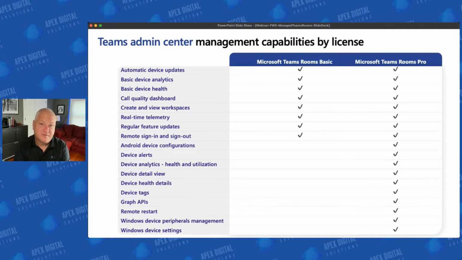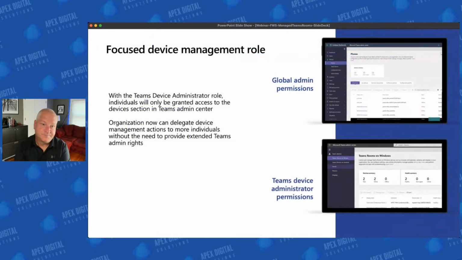There are some customers where E3 makes sense, right? And there's a lot of customers where E5 is actually the value play. It's more expensive, but you get more out of it. So the same is true with Teams Rooms. We really work with customers to analyze what's going to be best for them, ensuring that we're not just looking for the cheapest alternative versus what's the most valuable.